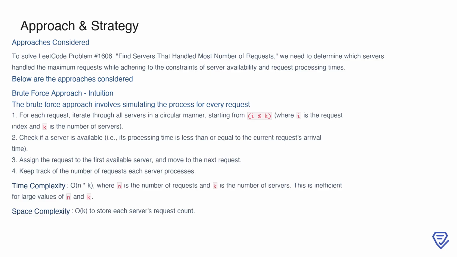If the server is free, we assign the request to it and move on to the next request. Throughout the process, we maintain a count of how many requests each server processes. While simple to understand, this approach has a time complexity of O(n*k), which can become highly inefficient when both the number of requests and servers grow large. The space complexity is O(k), as we only need to store the request counts for each server.